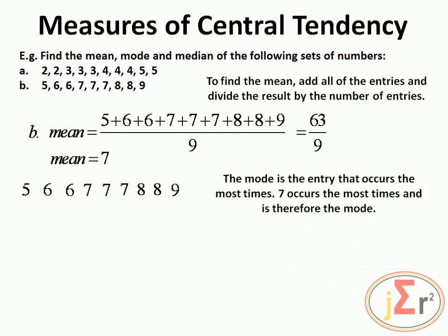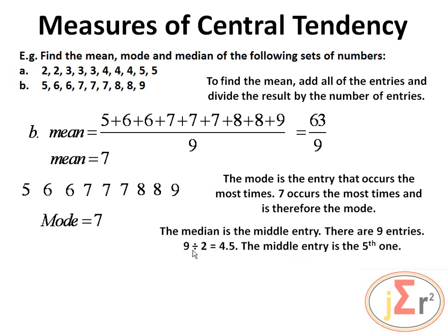And of course, the mode is the entry that occurs the most times. 7 occurs the most times and is therefore the mode. Of course, we have 3 7s. The other entries are fewer in number.